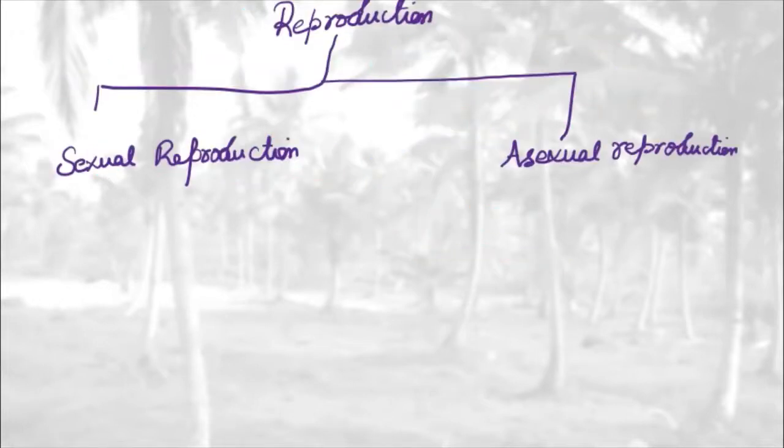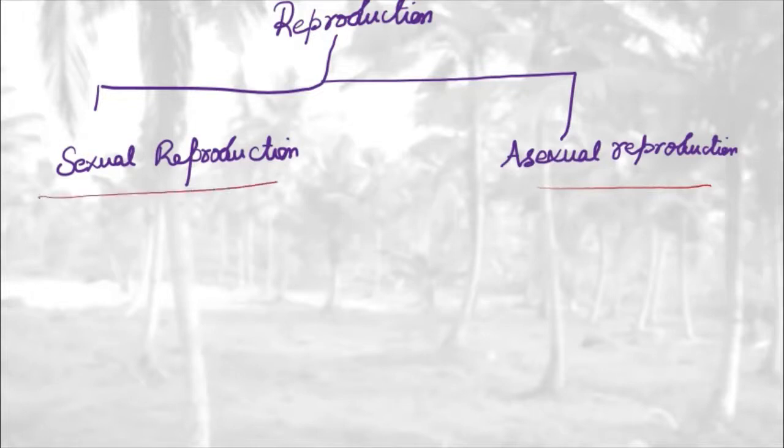Let's move on to reproduction. What is reproduction? All living organisms can produce offspring of their own kind. That is called reproduction. There are two types of reproduction: sexual reproduction and asexual reproduction. Let's talk about asexual reproduction first. What is asexual reproduction? Only one parent is enough here. There is no involvement of fusion of gametes and the offspring or young ones are identical to the parents.